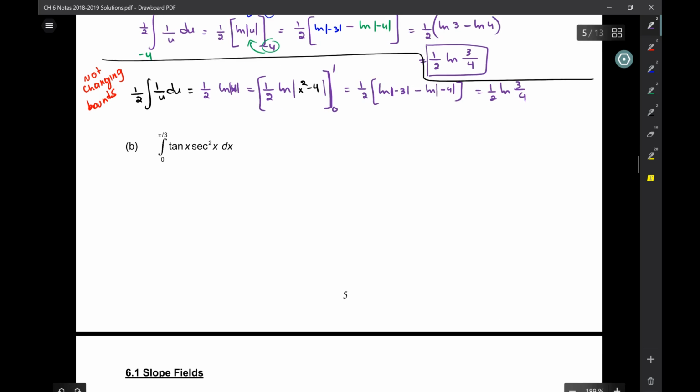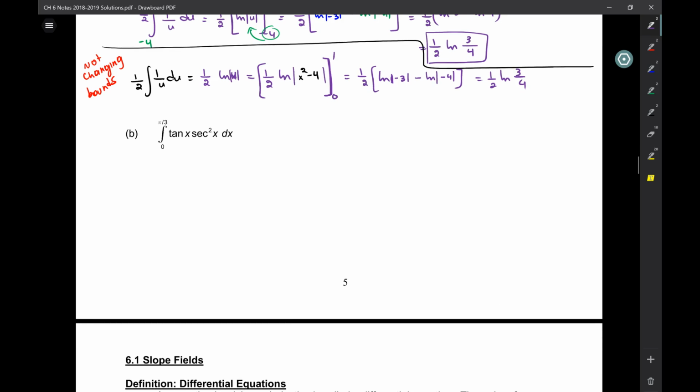This is an interesting one, because what would you say the u should be? Okay, so let's say u was secant x. Then what would du be? Secant tangent x dx. No, I mean, secant squared x is tangent x.